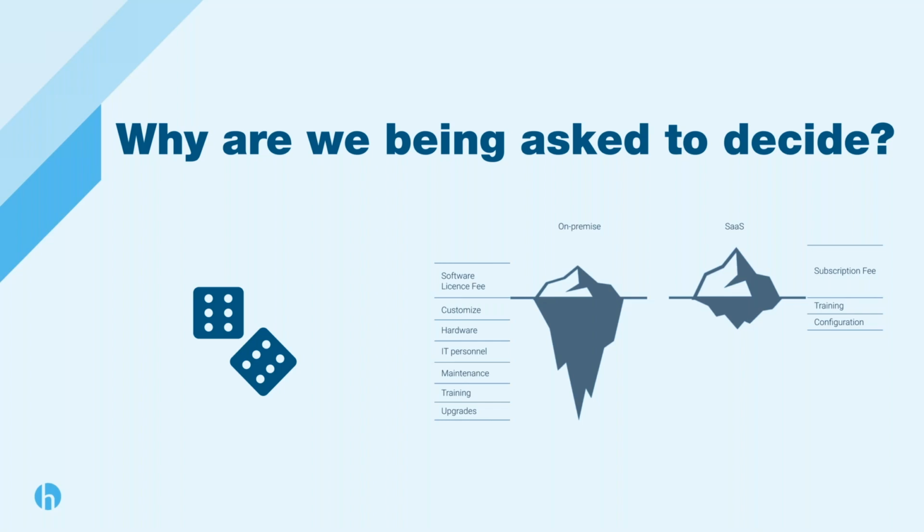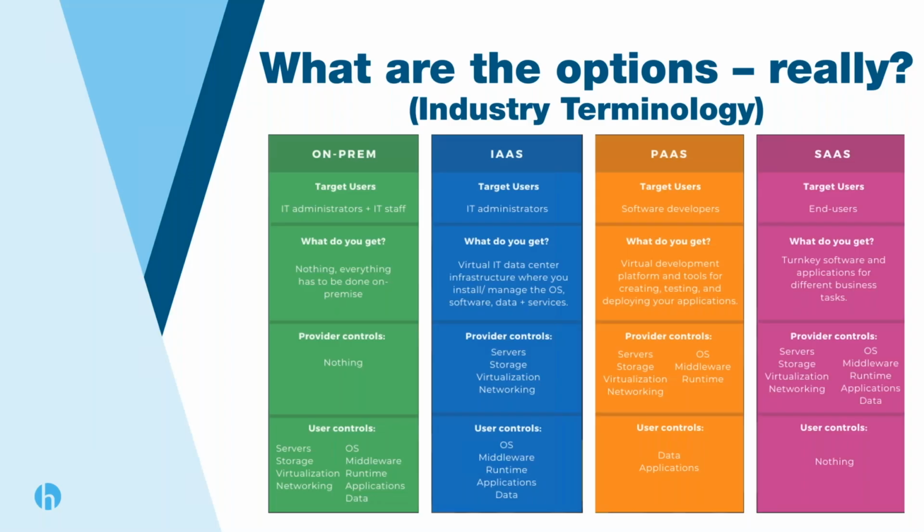So what are the options really? These are the industry terms that we see getting thrown around, sometimes on a technical front, a lot of times on a marketing front. From left to right, we have on-premise, infrastructure as a service, platform as a service, and then software as a service. Basically, these are different degrees of offloading some of the responsibility for hosting, maintaining, controlling an application to a vendor or to another service provider.